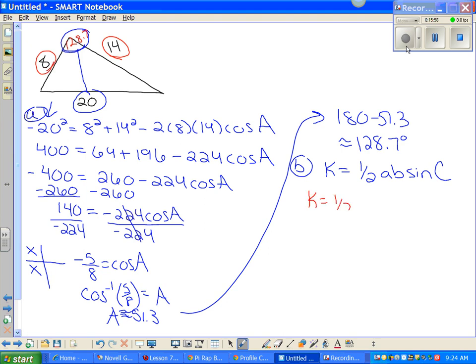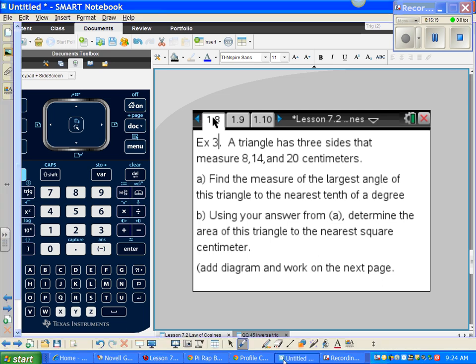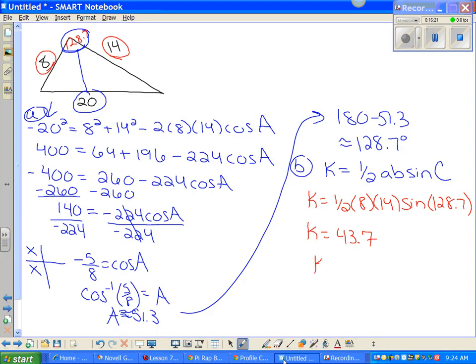So K equals 1/2 times 8 times 14 times sine of 128.7. Say it again. 43.7 centimeters squared. And it wanted it to the nearest square centimeter. So let's rethink that. Yeah. So K equals 44 centimeters squared. It's an approximation. I apologize.